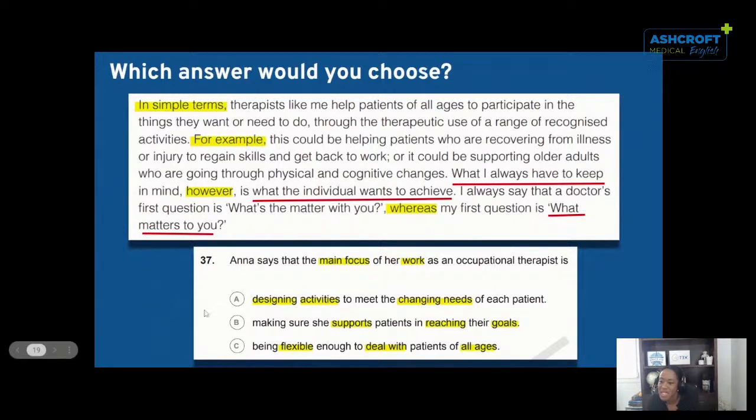Would you have answered A, designing activities to meet the changing needs of each patient? B, making sure she supports patients in reaching their goals? C, being flexible enough to deal with patients of all ages? What do you think the main idea is here? What is the main focus of her work? Enter A, B, or C in the comments.